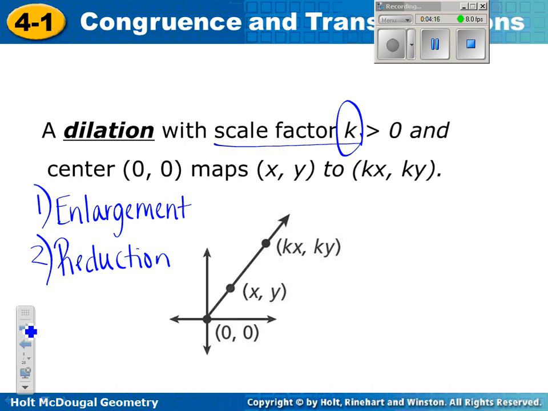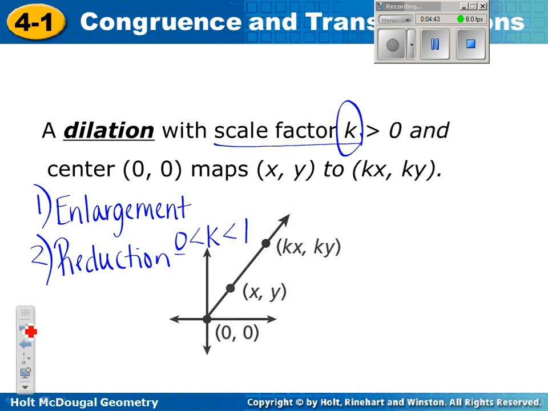Okay, reduction is going to be where K is greater than 0, but less than 1. I'm writing that backwards. What is wrong with me today? K is less than 1, but greater than 0. So K is between 0 and 1. It's a fraction, a half, a third, a fourth, a fifth.